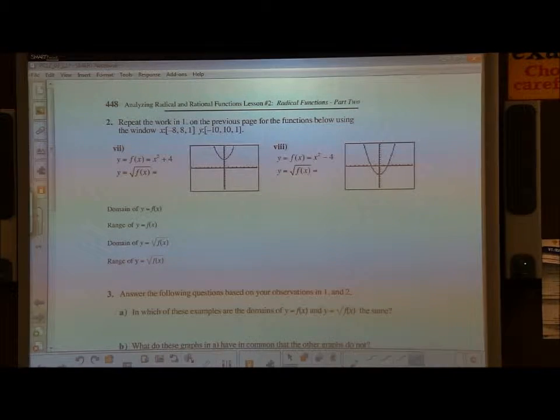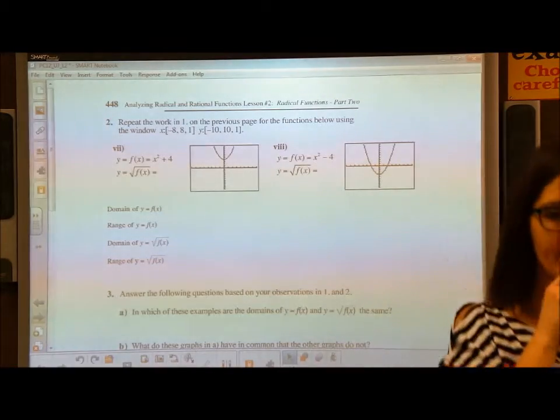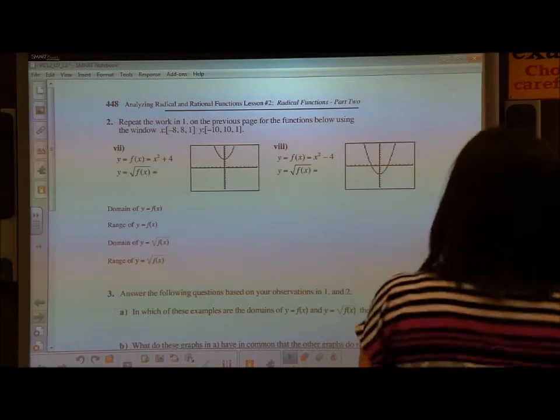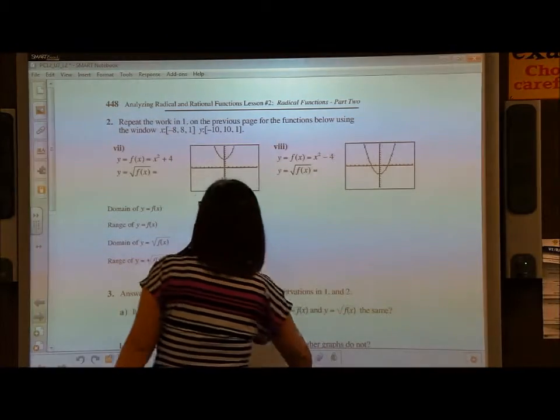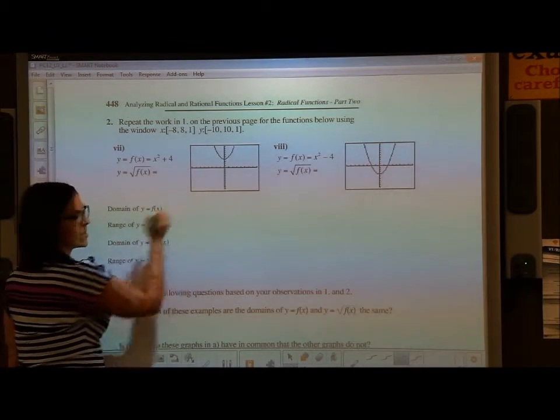So it says, repeat the work in question number 1 on the previous page for the functions below using the following window. So the window settings have changed. They're a bit bigger, and I'm dealing with 2 quadratic functions. So I'm going to give you a couple of minutes to do this one as well. So if we take a look at question 7, the domain of my original function is what?